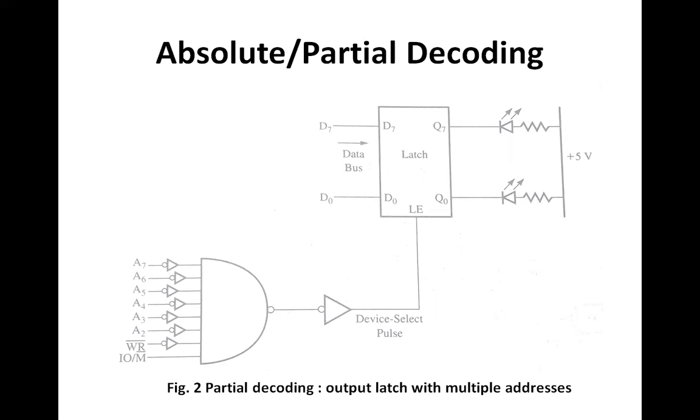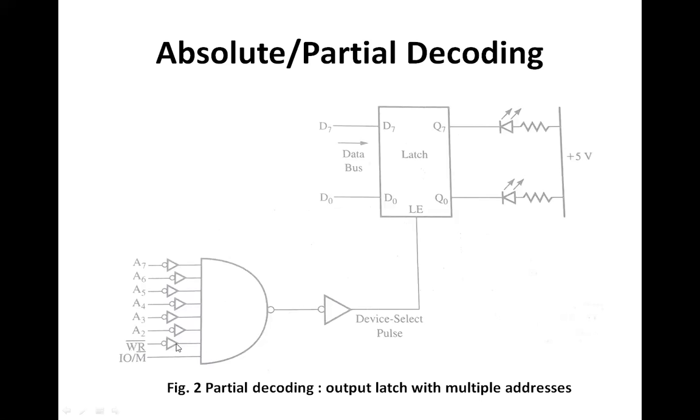Because in partial decoding, it is not necessary that all the address lines will be used to decode the address of the output port or the input port. So here what is done, instead of A0 and A1, the write signal and input output memory signal are connected. A0 and A1 are not connected. They are replaced by the input output memory and the write signal, because the address lines A1 and A0 are put in the don't care condition.